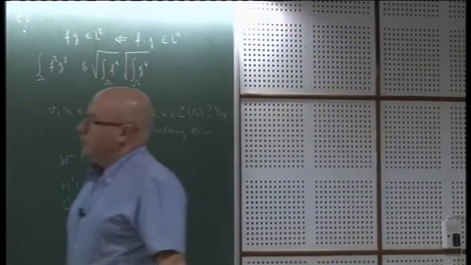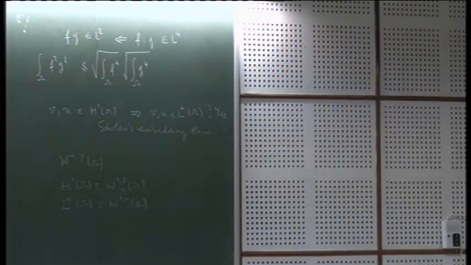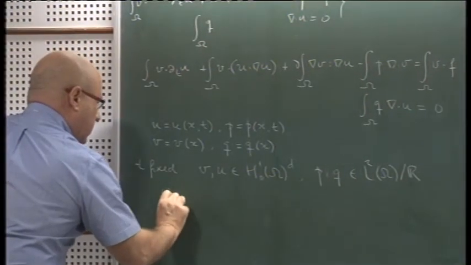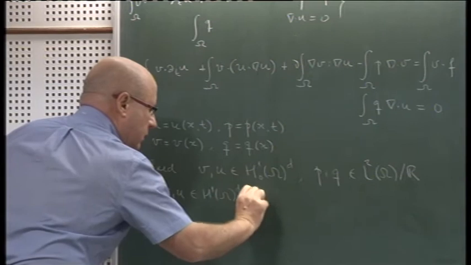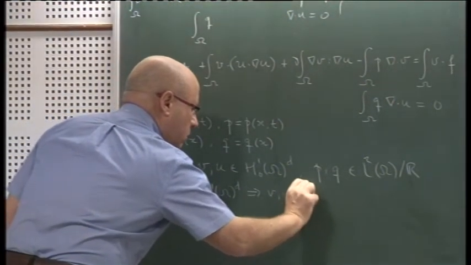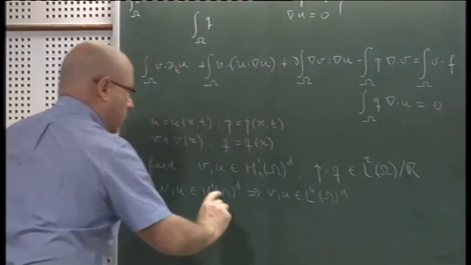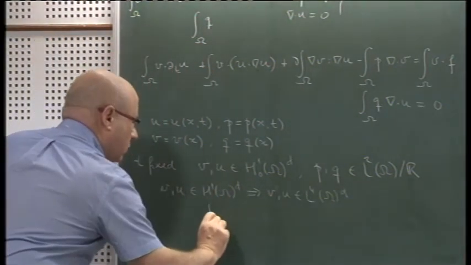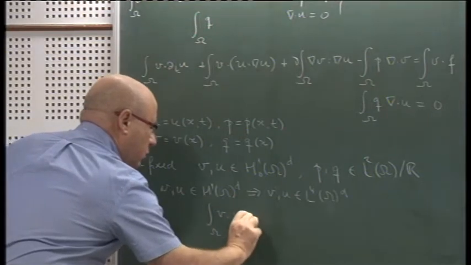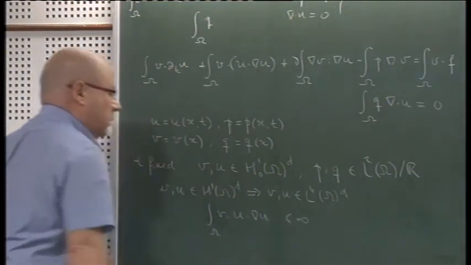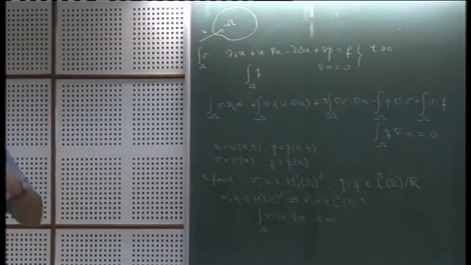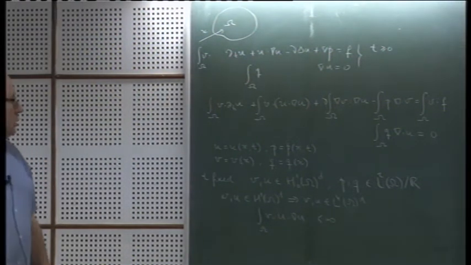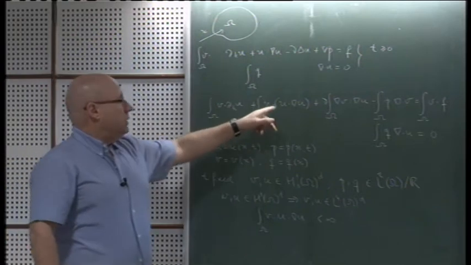So what is this comment for? Let's summarize. Since v and u belong to H1 in all dimensions, they belong to L4 in all dimensions, and therefore the term, the integral over omega of v dot u dot gradient of u, is bounded. It's well defined. That's the conclusion. Have you understood more or less the argument? It was not trivial to say that that term is bounded.